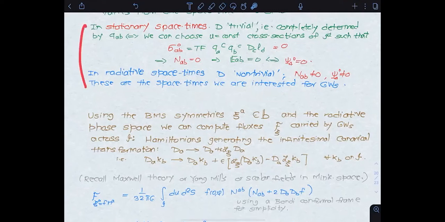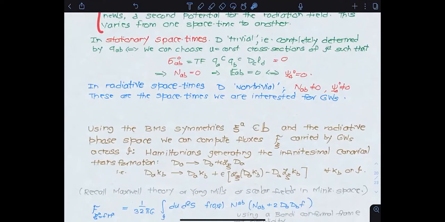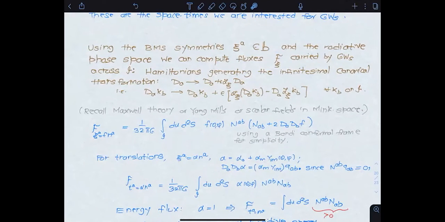So we got this dynamical field, and we got symmetries. Now we put them together, and we are going to obtain the fluxes. As Hamiltonians, we generate canonical transformations. So using the BMS symmetries of psi, these are the symmetries, and the radiative phase space, we can compute the fluxes carried by gravitational waves across Scri, exactly like in Maxwell theory. The Hamiltonians generate the infinitesimal canonical transformation. The infinitesimal canonical transformation is that D goes to D plus epsilon times Lie C of D.